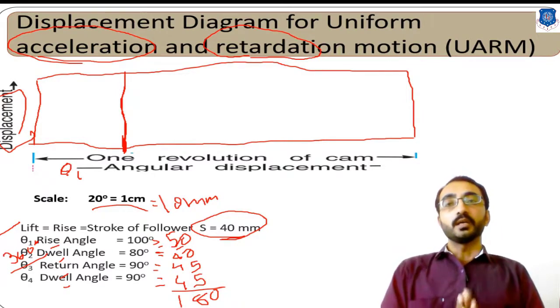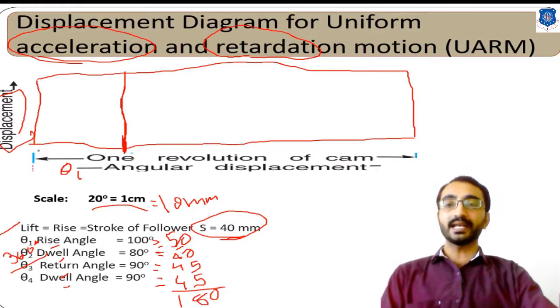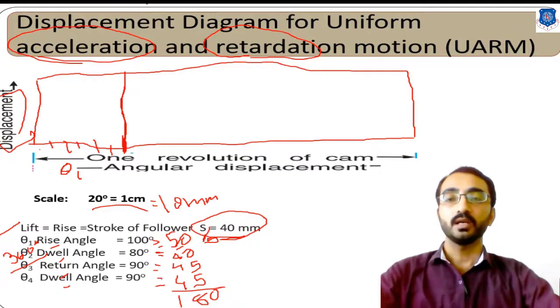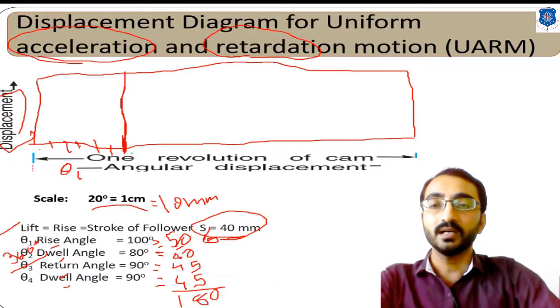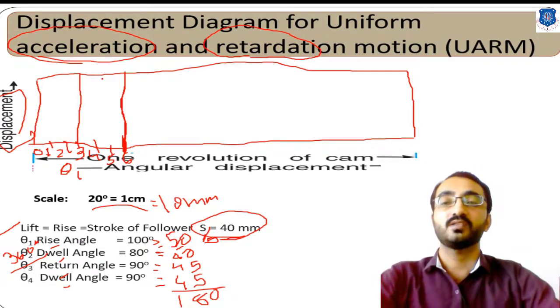Now in the uniform acceleration and retardation method, we need to divide this horizontal line into 6 equal intervals: 1, 2, 3, 4, 5 and 6. Simply, 50 mm divided by 5 gives equal divisions of 10 mm. Consider the first point as 0, then 1, 2, 3, 4, 5 and 6. From this total of 6 divisions, from the third division you need to extend a vertical line.